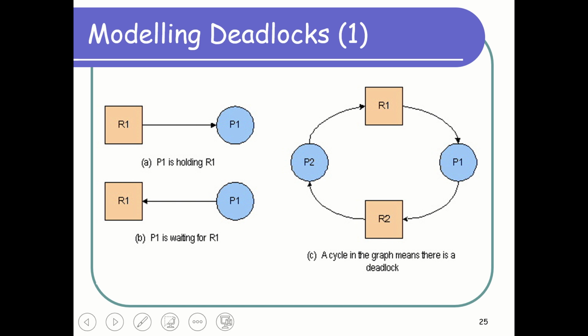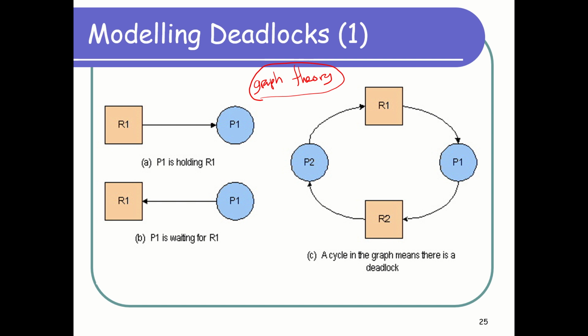So, modeling deadlocks. The 4 conditions can be modeled using a directed graph. I don't know whether you have learned about graphs. Directed graph means one way. If R1 wants to go to P1, it is one way, so you put an arrow here. This is a graph, if you learned about graph theory, which I will just briefly explain. It is only one way, so this is a directed graph.